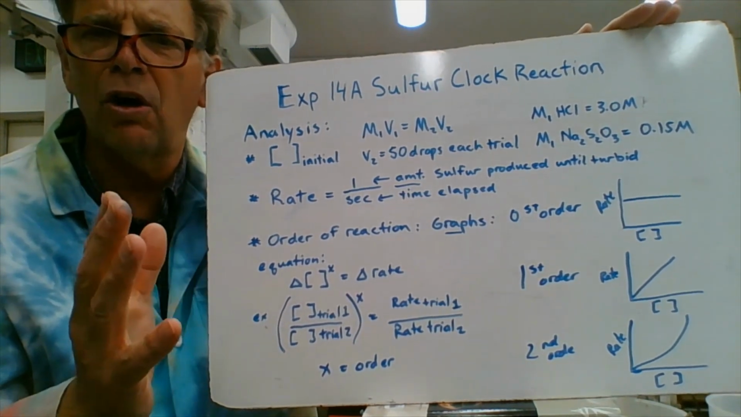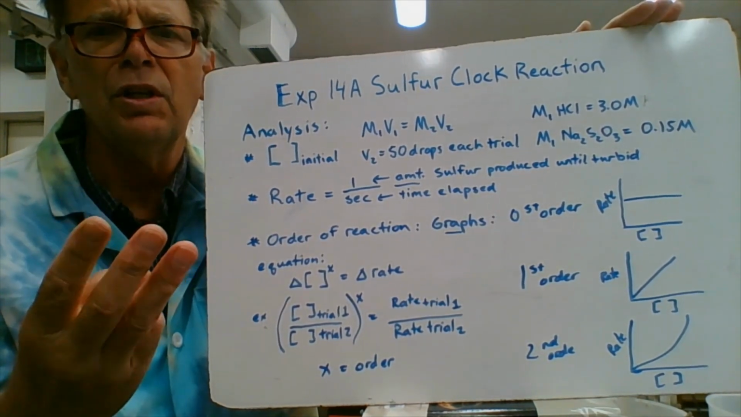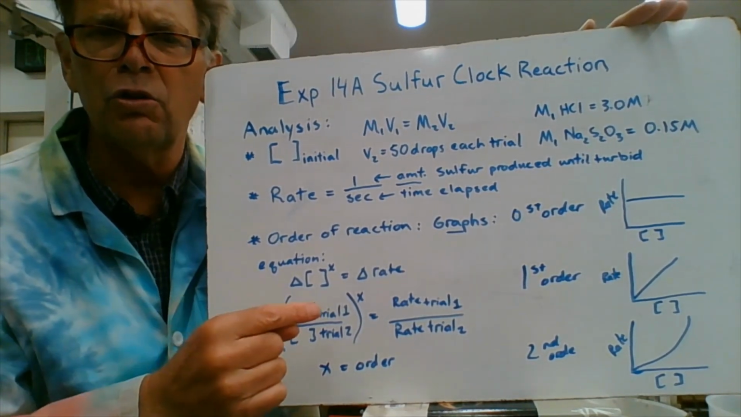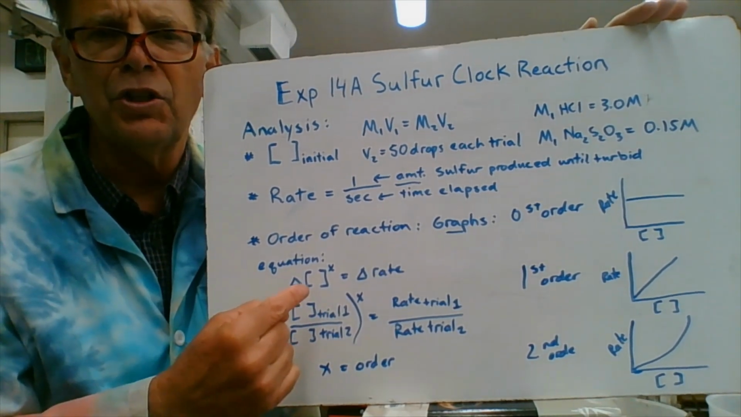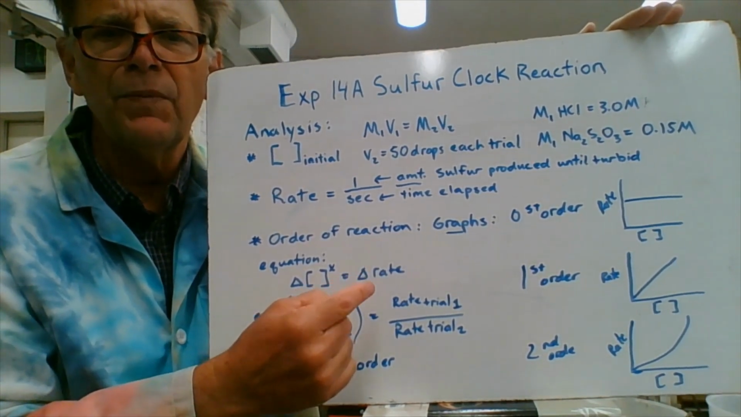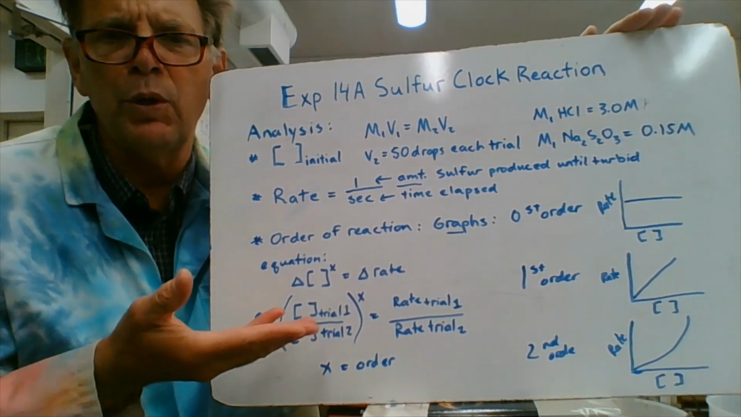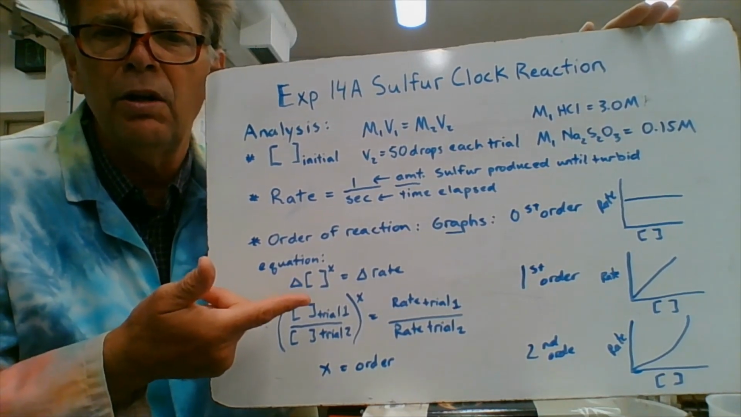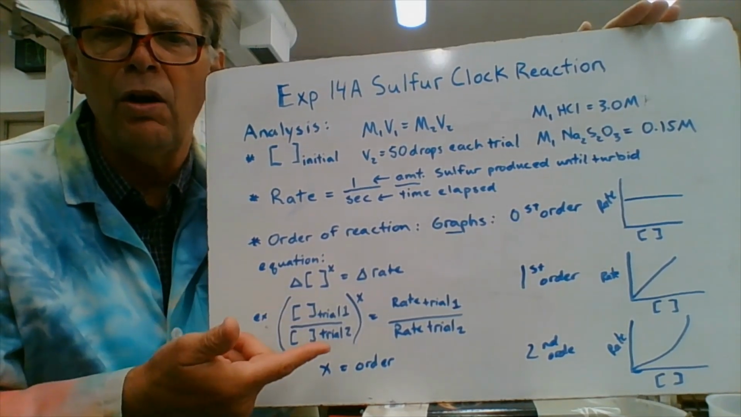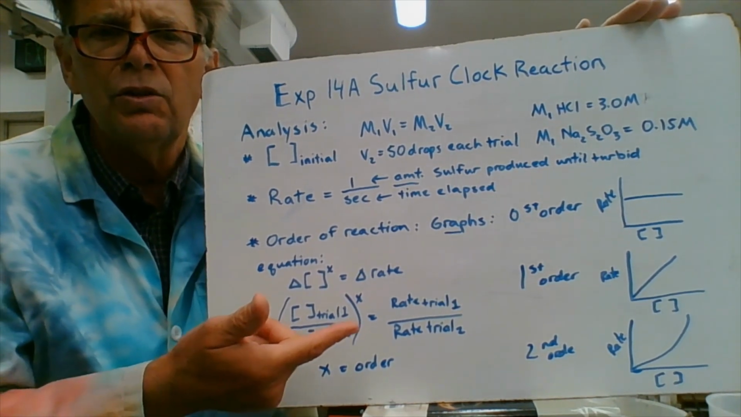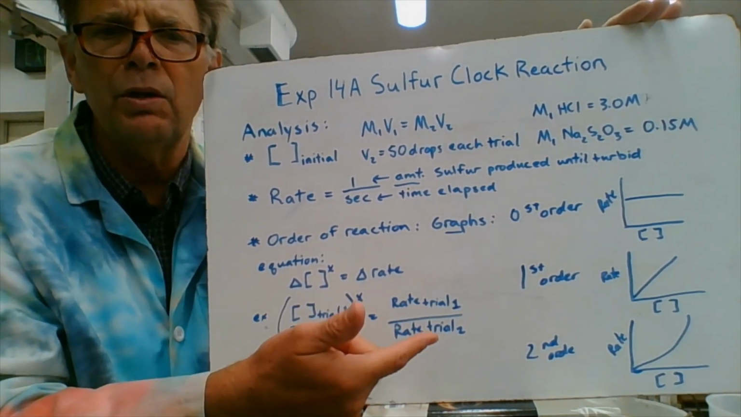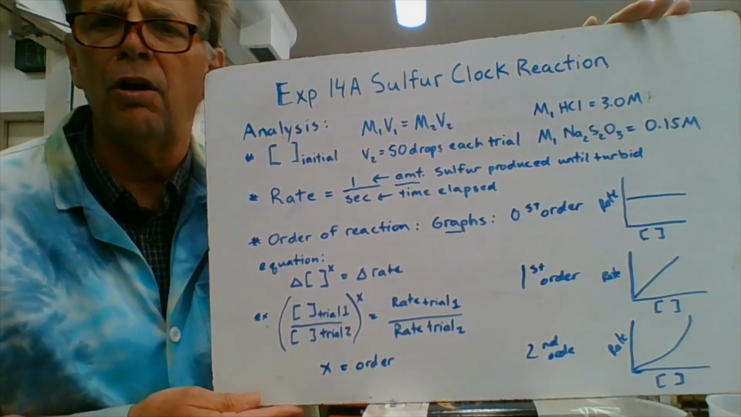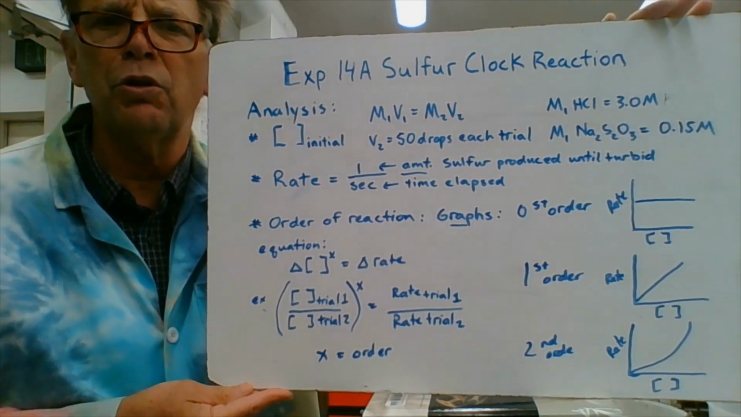Graphically, of course, we only have 6 trials, 3 trials for each reactant, so we're going to try each way to determine the order of the reaction. We can also determine, using our equation, the change in the concentration to the x equals the change in rate. So, for example, we choose 2 trials. I would choose the larger concentration for the numerator. For example, concentration in trial 1 over concentration in trial 2 raised to the x equals rate trial 1 over rate trial 2. X is our order. We should be able to determine the order of the reaction using both those methods.